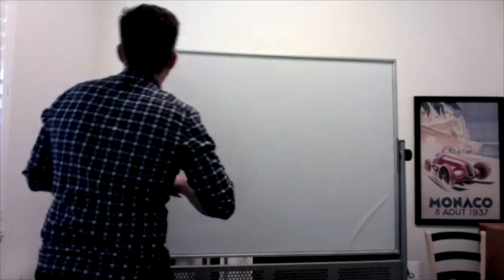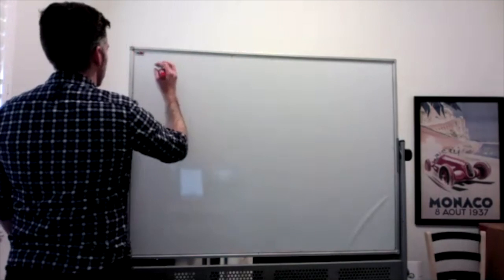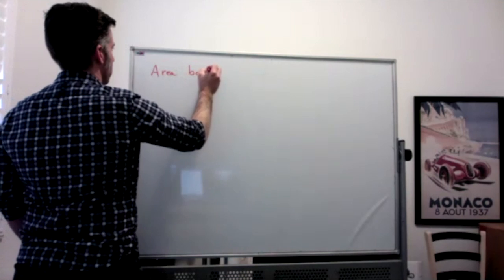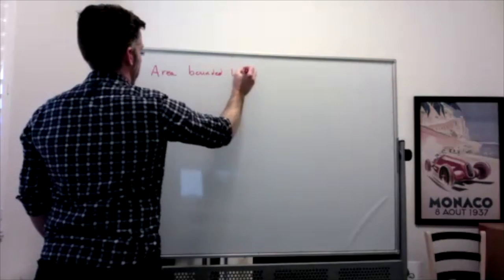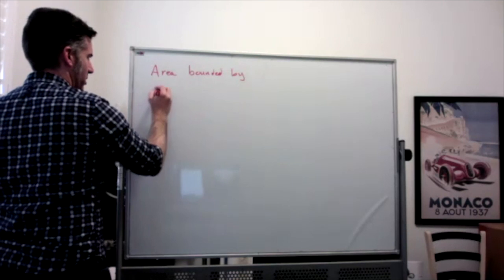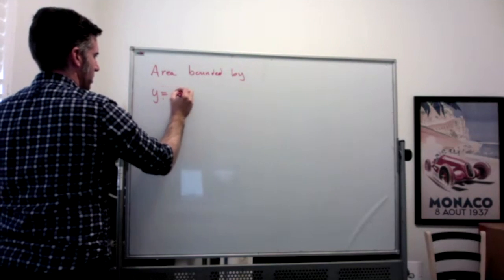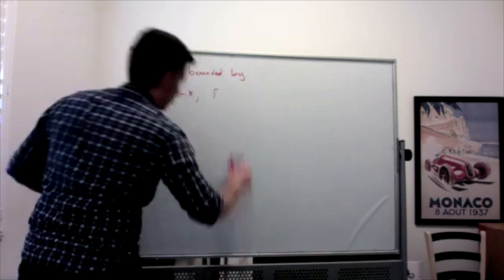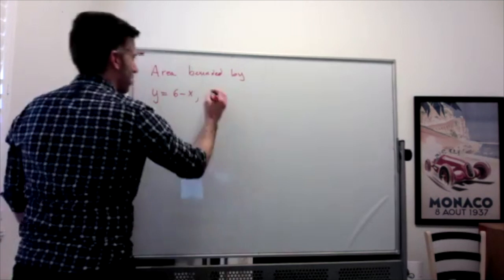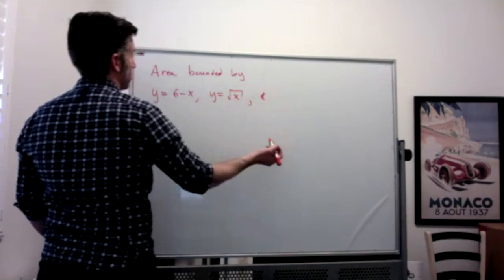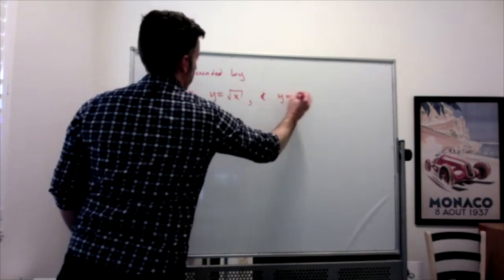So let's look at this problem. Let's say we want to find the area bounded by these curves: y equals 6 minus x, y equals the square root of x, and y equals 0.